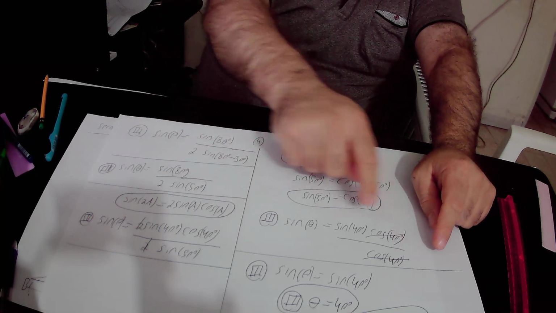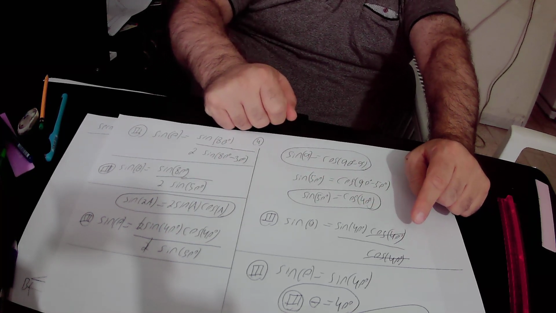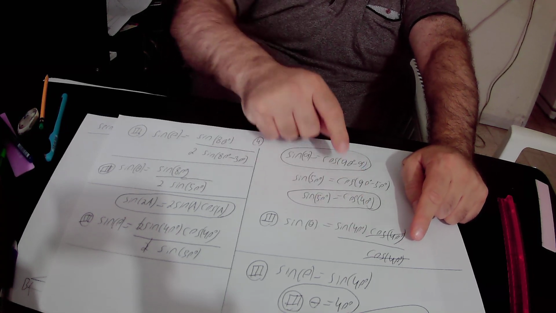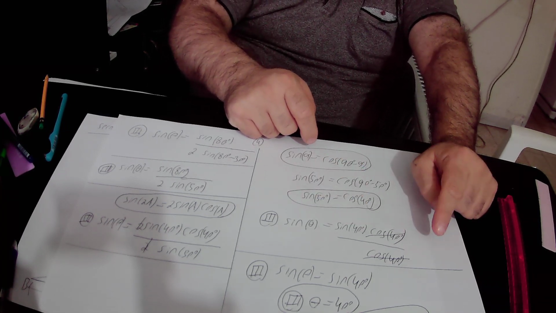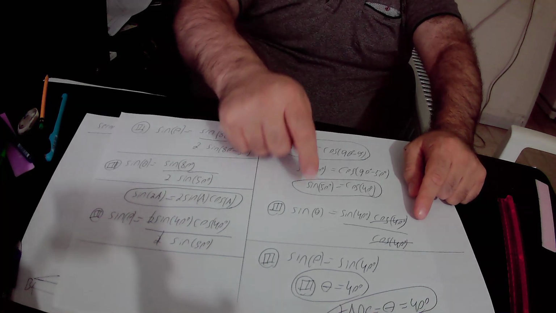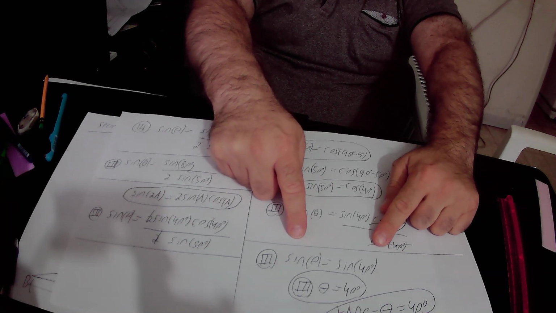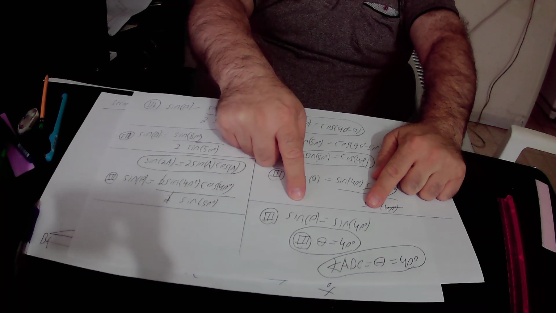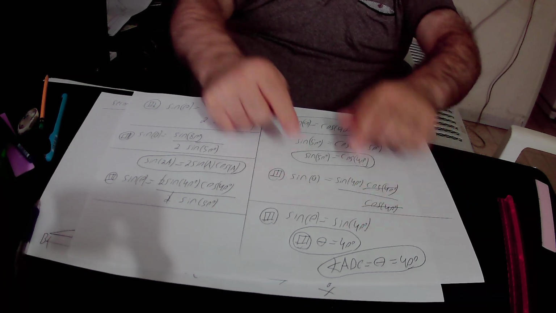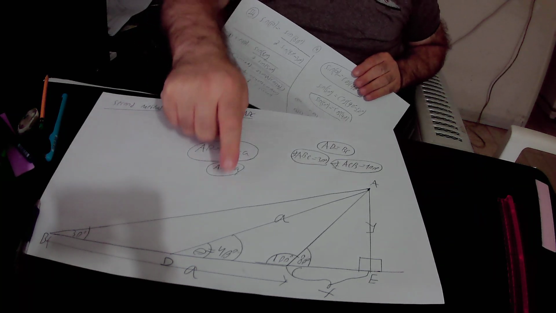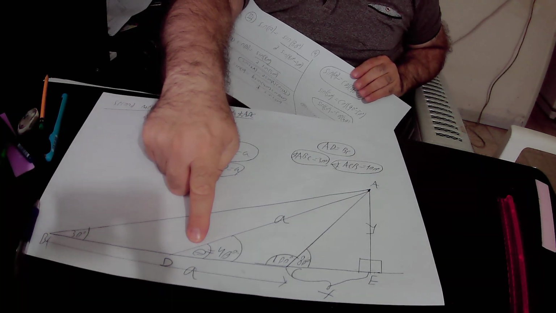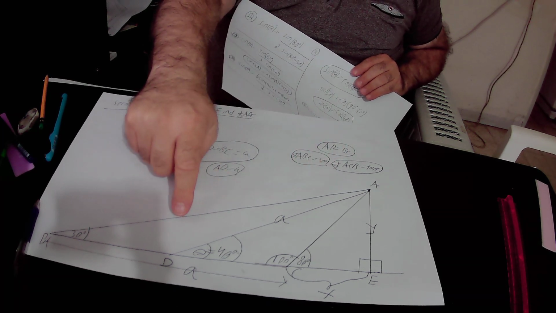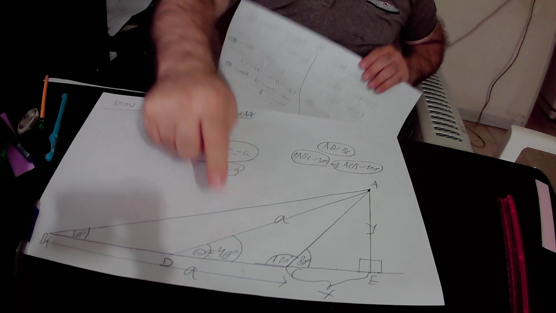So here we have cosine 40 degrees in the numerator and cosine 40 degrees in the denominator. So cosine 40 degrees will get cancelled, and we are left only with sine theta that equals sine 40 degrees. If sine theta equals sine 40 degrees, it means that theta equals 40 degrees. So the angle that we are looking for, that is actually angle theta, equals 40 degrees, or angle ADC, that is actually equal to angle theta, equals 40 degrees.